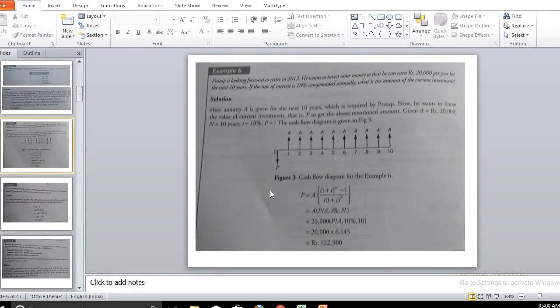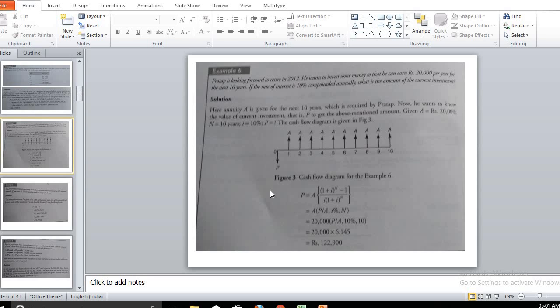Next example is based on finding the present value from the given annuity. This example is based on this topic. To know how much money should be invested to get a fixed amount at the end of every year, for some fixed period in years, we have to find the present value from that given annuity.